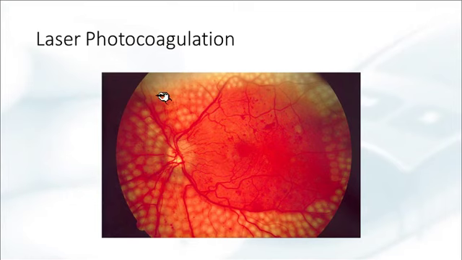Now, this is an example of what laser photocoagulation does to the eye. Essentially, what you do is you kill portions of the retina, so the eye requires less oxygenation as a result.